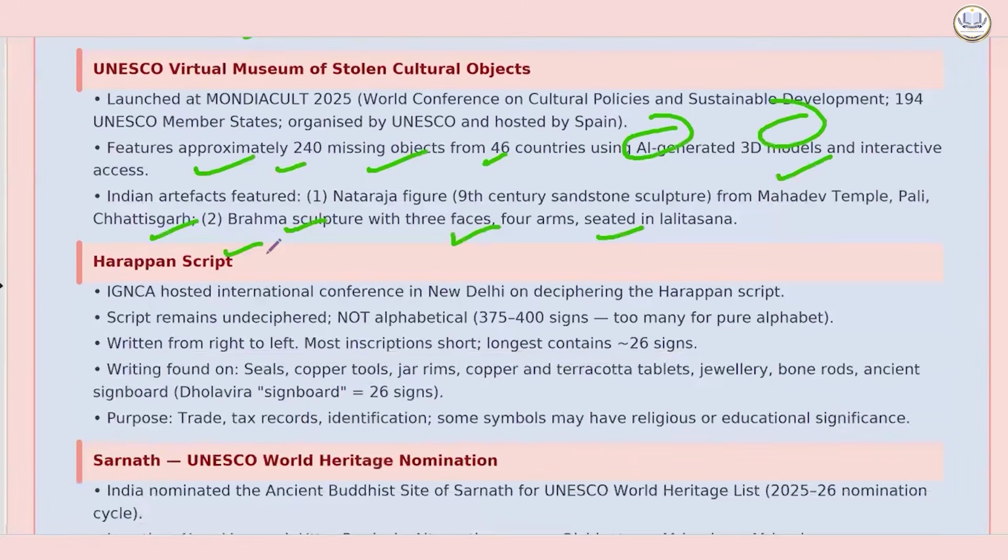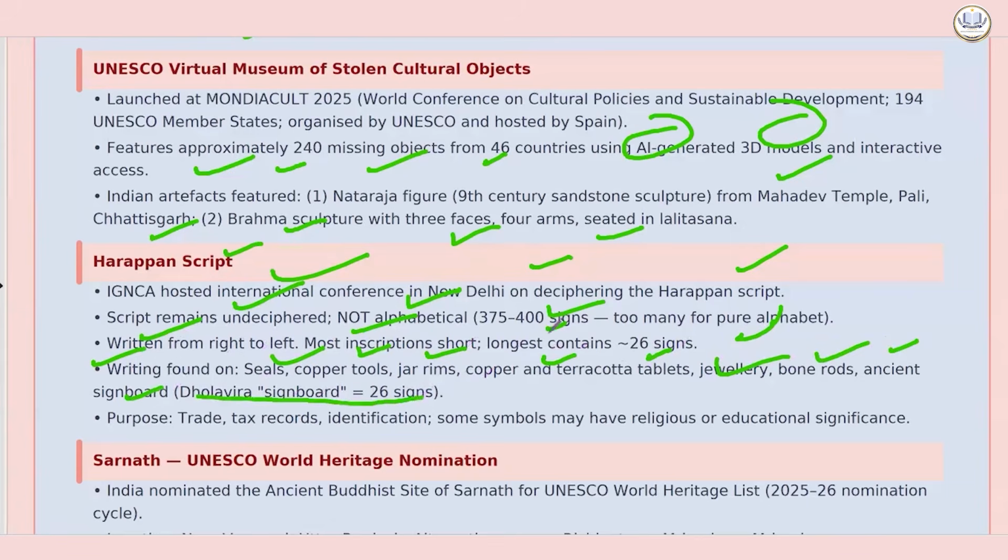Then we have the Harappan script. IGNCA hosted an international conference in New Delhi on deciphering the Harappan script. The script remains undeciphered, not alphabetical. 375 to 400 signs, too many for a pure alphabet, written from right to left. Most inscriptions are short, the longest contains 26 signs. Writing is found on seals, copper tools, jar rims, copper and terracotta tablets, jewelry, bone rods, ancient signboards. The Dholavira signboard has 26 signs, the longest one. Purpose was trade, tax record, identification. Some symbols may have religious or educational significance as well.